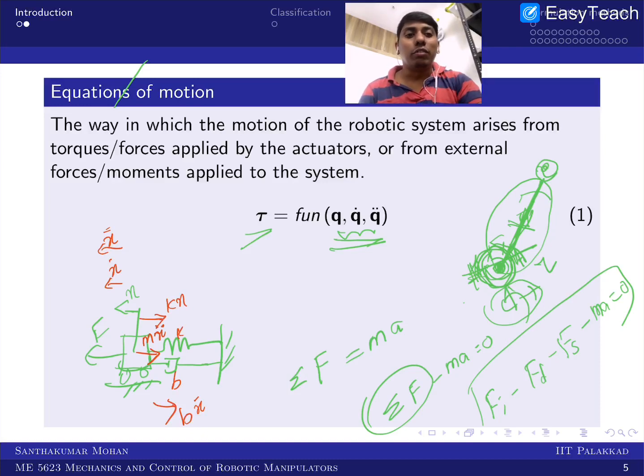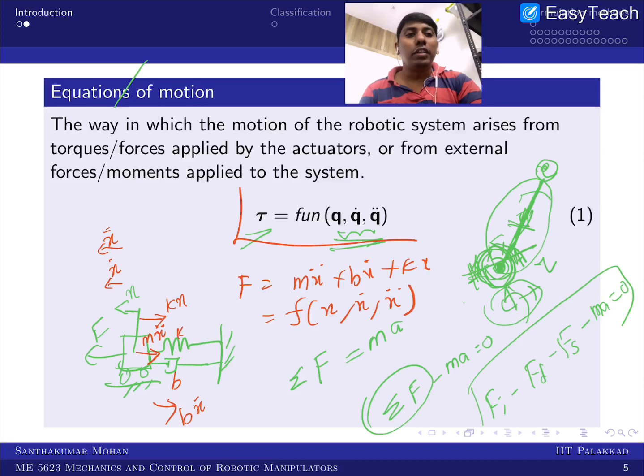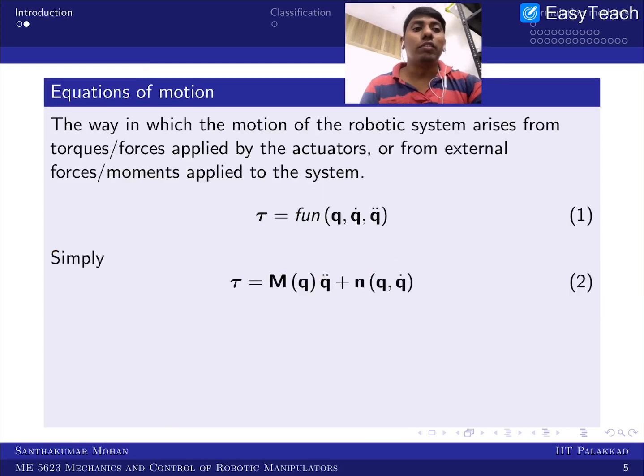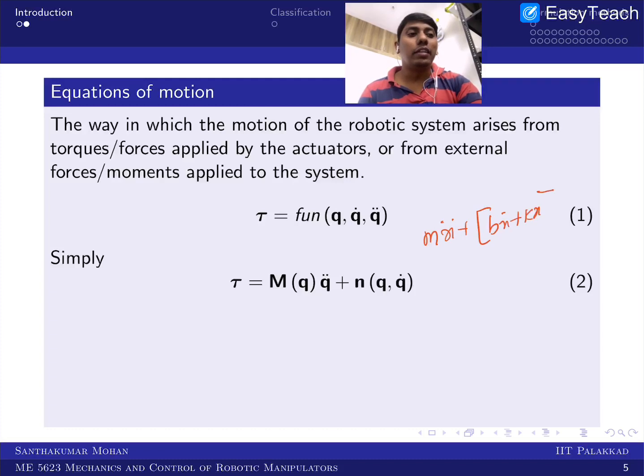So F is equivalent to m x double dot plus b x dot plus kx. You can rewrite that as a function of x dot and x double dot. This is what we have written here in general: one side is your input force, and the other side is your motion variables. This is what we call the equation of motion, m x double dot plus b x dot plus kx, and then I can write F as this.